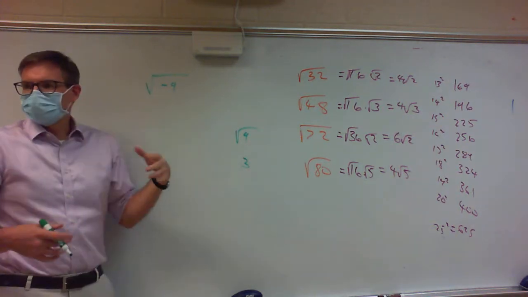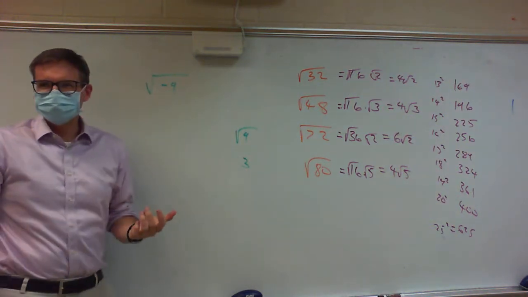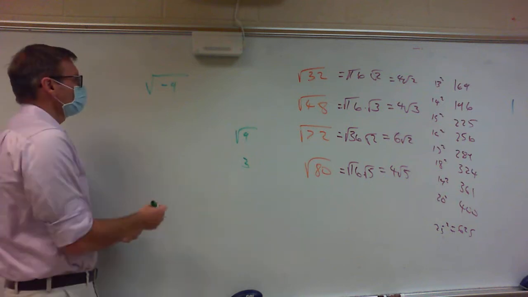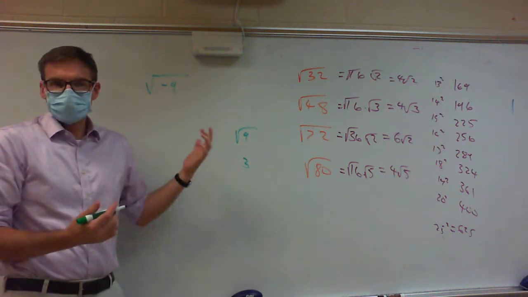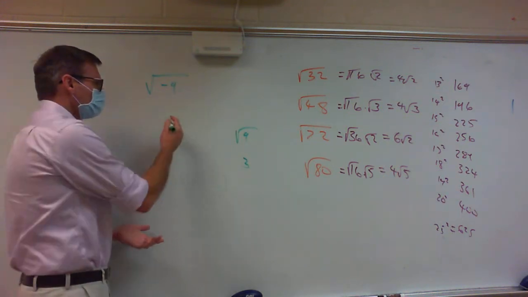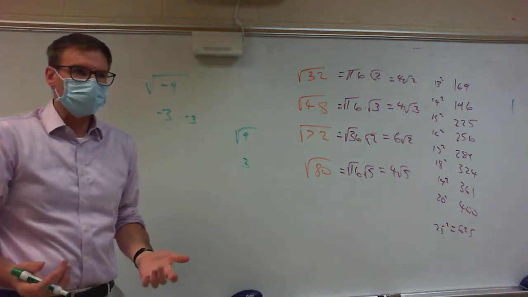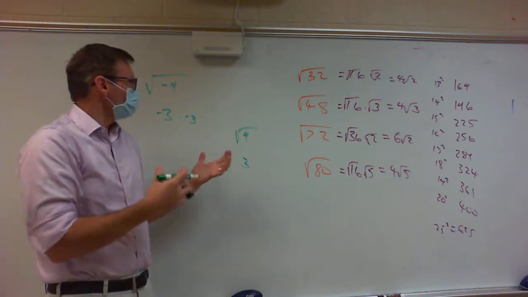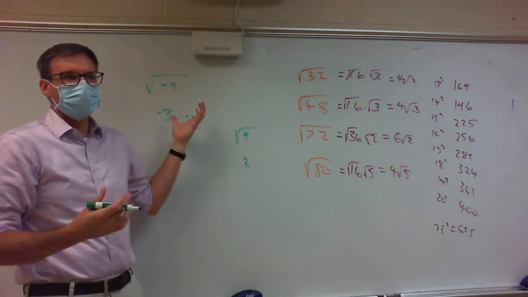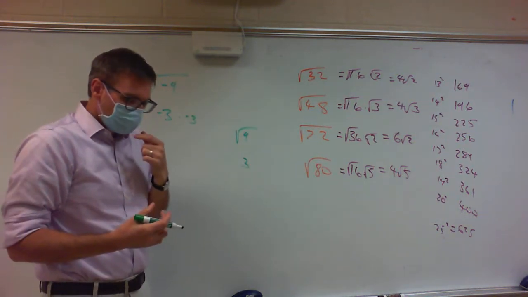Well, when you think of a number times itself that gives you negative 9, it doesn't quite work, does it? Okay. Well, 3 doesn't work, because 3 times 3 gives you positive 9, and negative 3 doesn't work, because negative 3 times negative 3 also gives you a positive 9, right? So we have a real problem. We can't deal with the square root of negative 9.